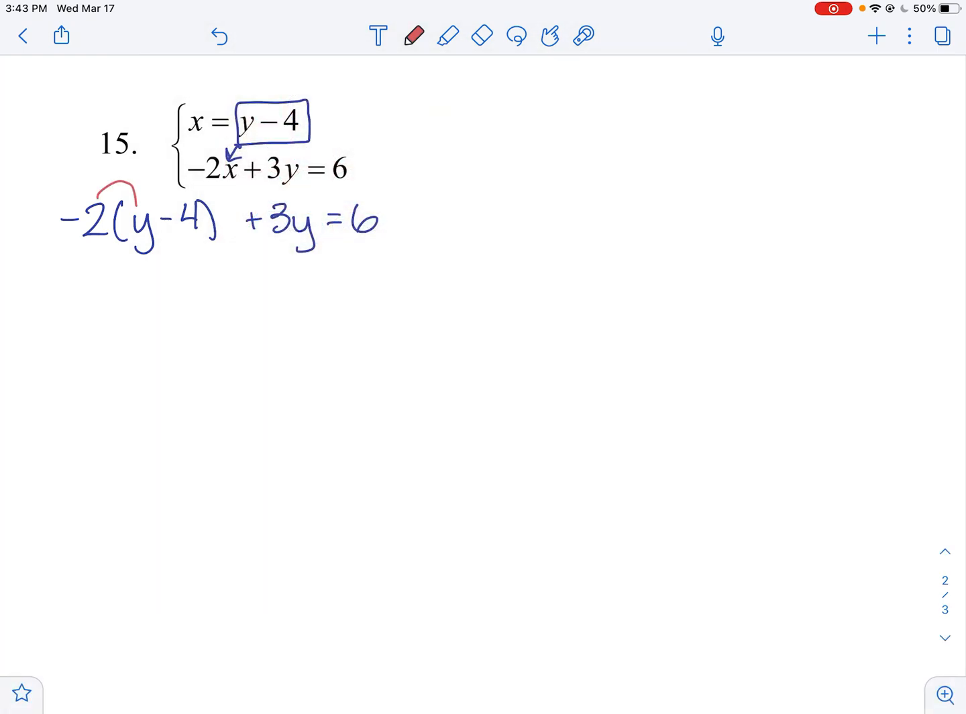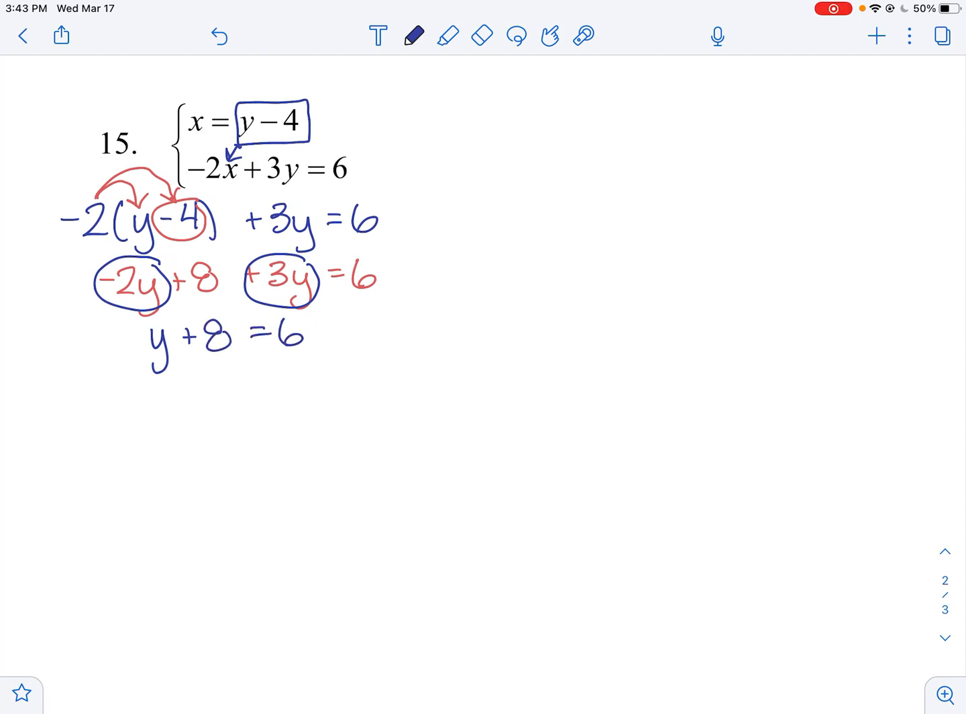We need to distribute this negative 2. So negative 2 times y is negative 2y. Negative 2 times negative 4 is positive 8. And plus 3y equals 6. So now we can add negative 2y plus 3y would be positive 1y, and you can write the 1, but you don't have to. Plus 8 equals 6.